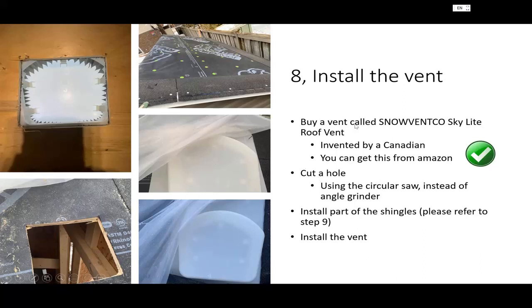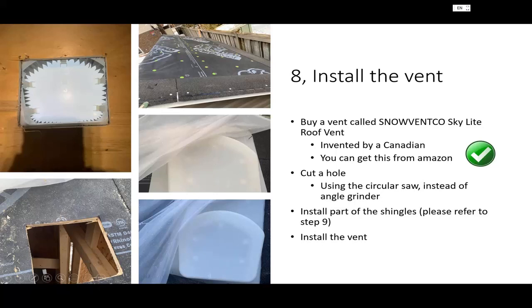Finally, I decided to install it. The process is quite simple. You cut a hole in the roof, right? Because this is easy to operate, I actually used the circular saw. It's faster than the angle grinder. So I just did it, opened it, and measured the size of this and the size of the hole. And then you basically put it in, right?